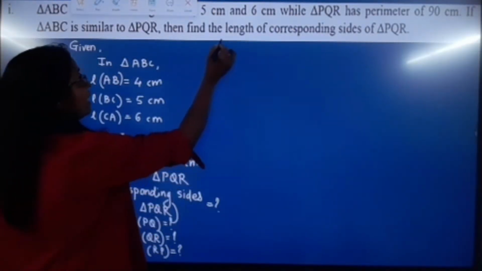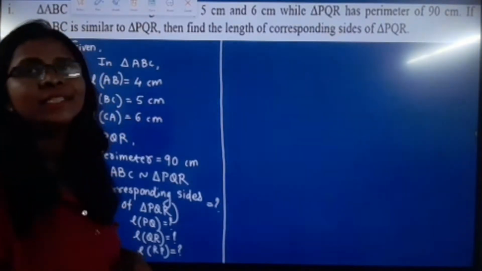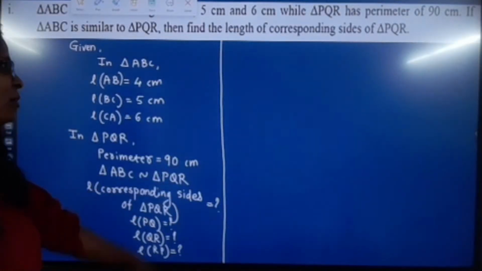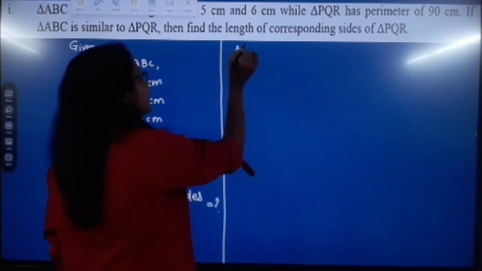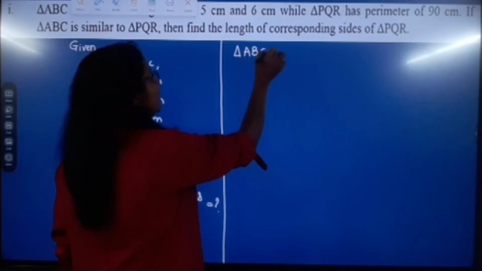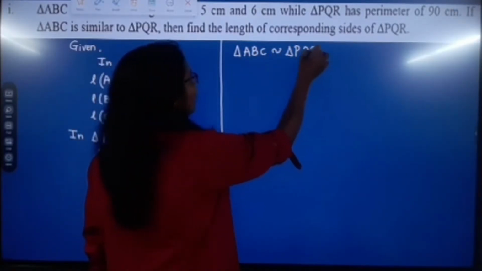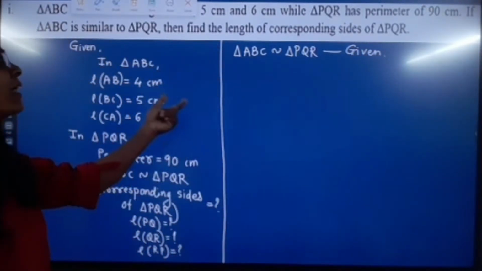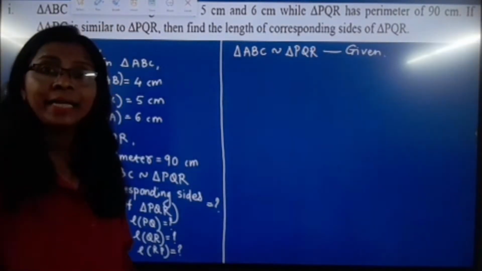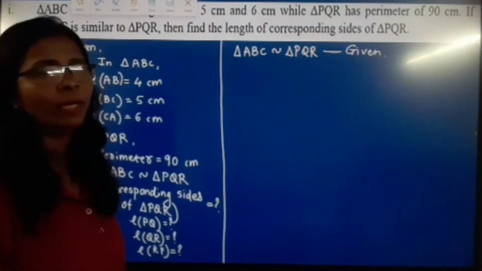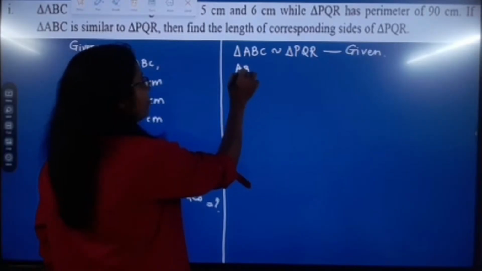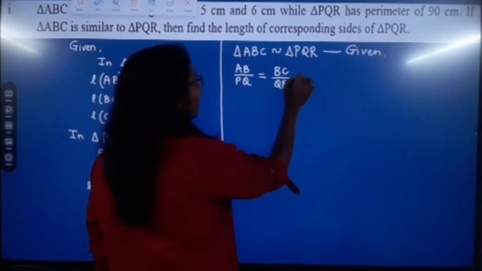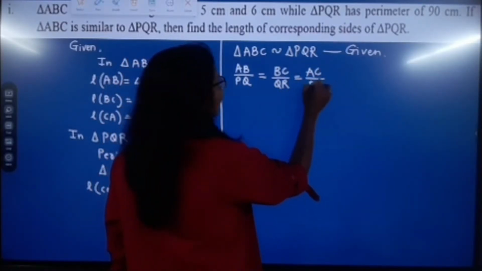So here the given, they give us a clue, students. There is a clue and they give us that the triangle ABC is similar to triangle PQR. Okay students, here given is that triangle ABC is similar to triangle PQR. Okay, here we write down the given. That means the ratios of their corresponding sides are equal. So here we say that AB upon PQ is equal to BC upon QR, and here students AC upon PR.